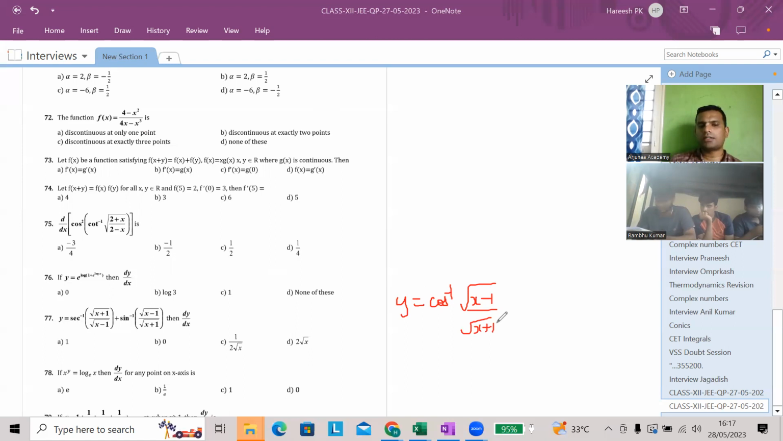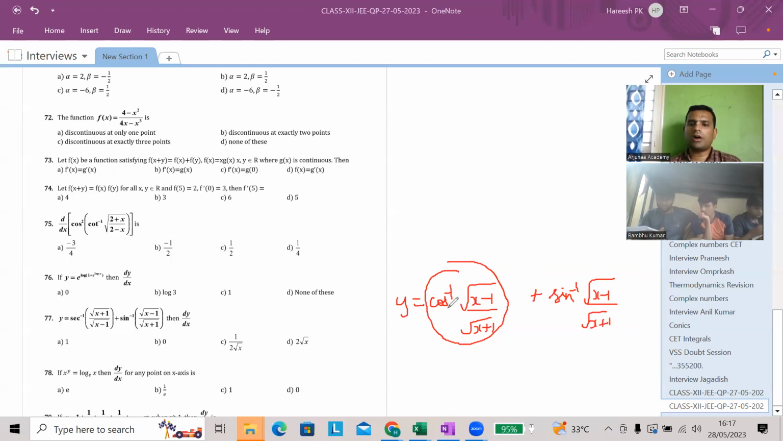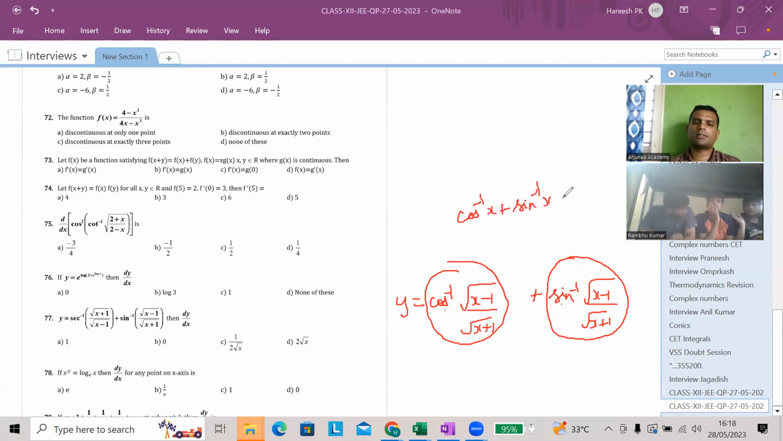Now secant inverse, can I write it as cos inverse of the reciprocal? Yes, sir. So when I do that, what happens? This is like cos inverse k plus sine inverse k. What is the identity? Cos inverse x plus sine inverse x is pi by 2.